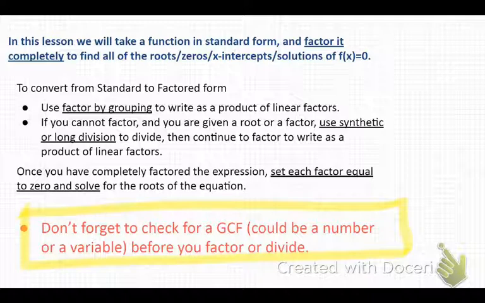It can be a number or a variable. It can be either one of those. So it could be like 4x, or it could just be 4, or it could be x, or anything like that. So check for that before you factor or divide. So this last step is actually going to be the very first thing that you do, just like when we did regular factoring. Always check for the GCF first.